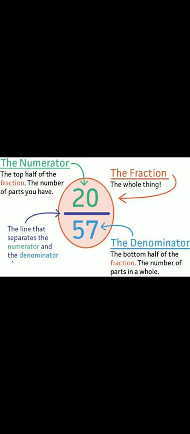Now, the numerator represents the number of parts which we have, and the denominator represents the total number of parts. It can be better understood by this example. Here is a pizza, and we divide this pizza in 8 equal parts. If we want to represent one slice of this pizza, there are 8 equal parts, so the total number of parts is 8, which is the denominator. We are asking only for one slice, so its fraction will be 1 upon 8.